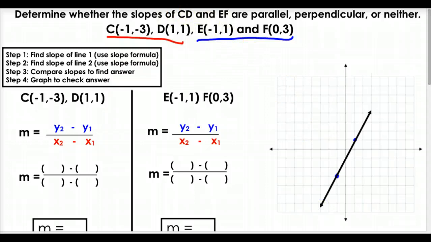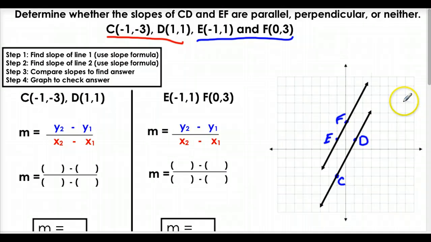Now our second one is E at (-1, 1), so let's put that point on. We got (-1, 1), which is right here. And F at (0, 3), which is right here. Let's put that on. So we're getting a sense of what these look like. Now let's label it. This was point C, this was point D, this is point E, and this is point F. So we got CD and EF. Those are our two lines.